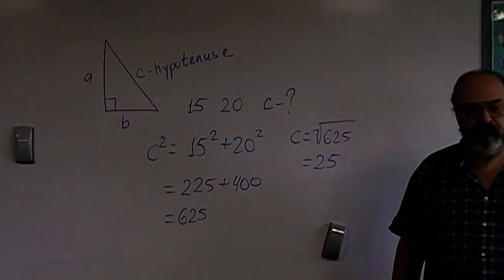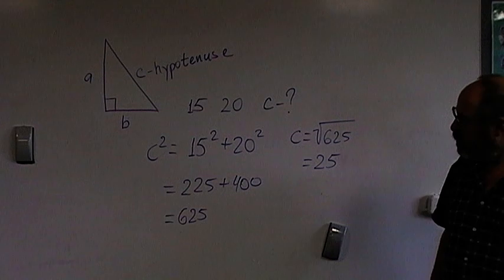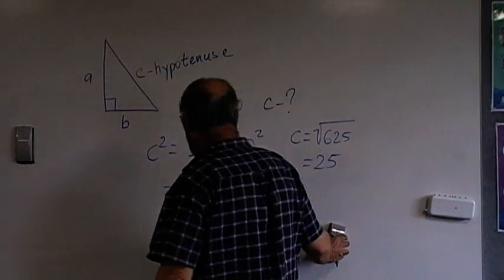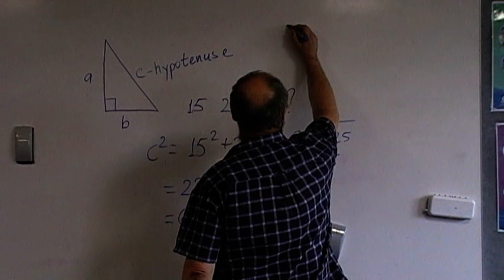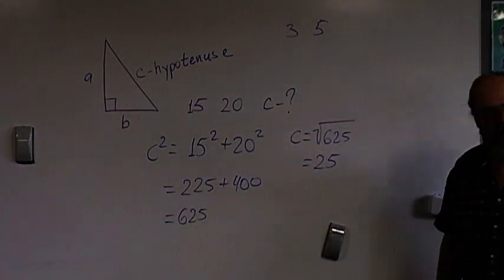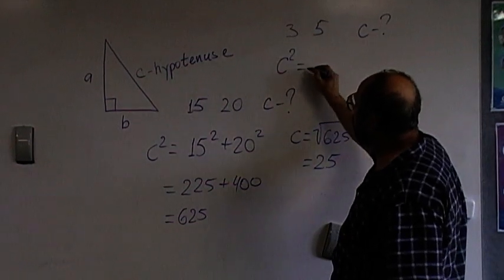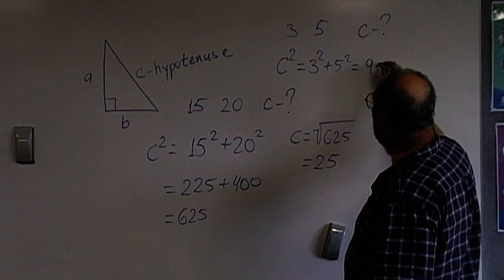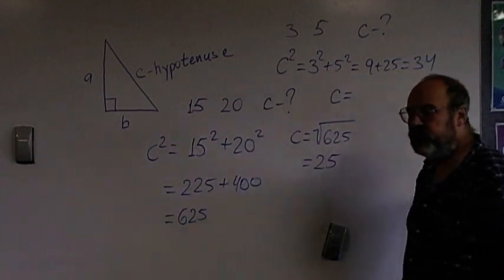Makes sense? Yep. Now, sometimes as a result we will not get a very nice number. For example, say the shortest sides are 3 and 5. What will be c? So c squared equals 3 squared plus 5 squared equals 9 plus 25 equals 34. So what does c equal?